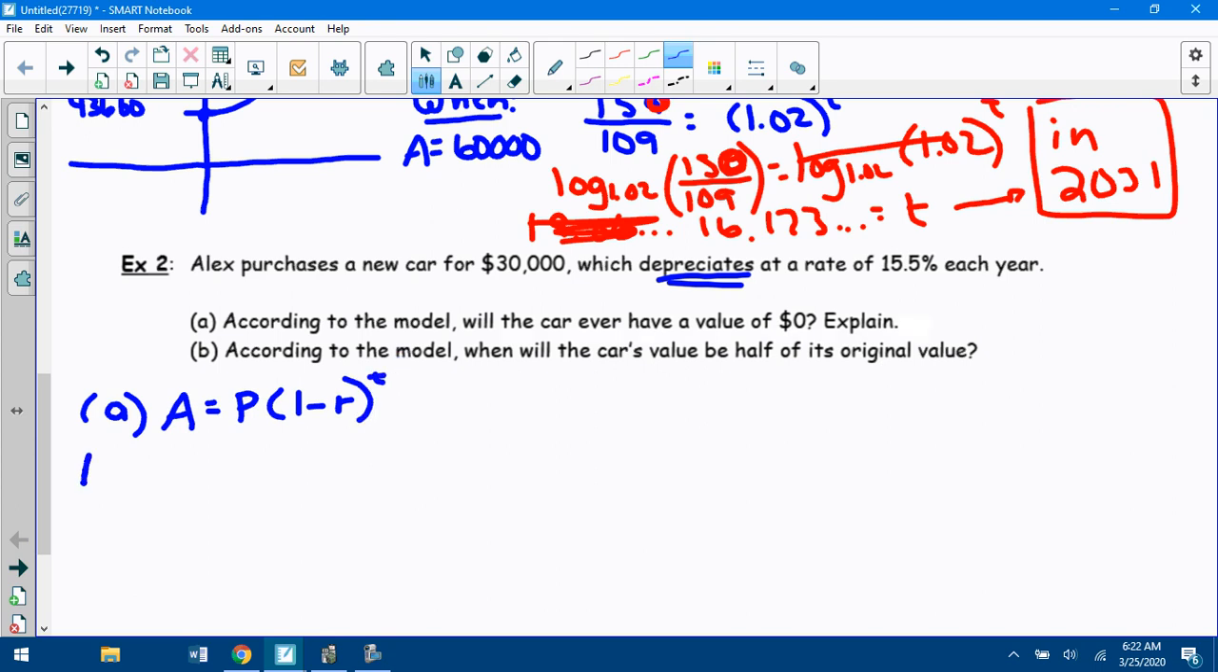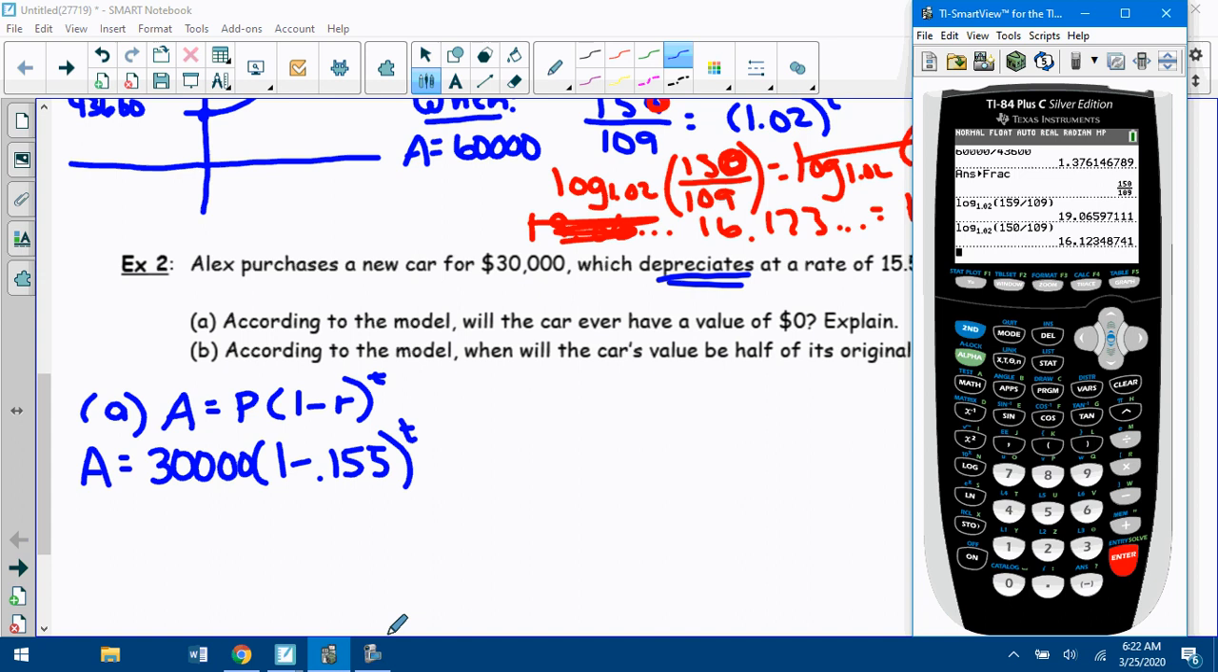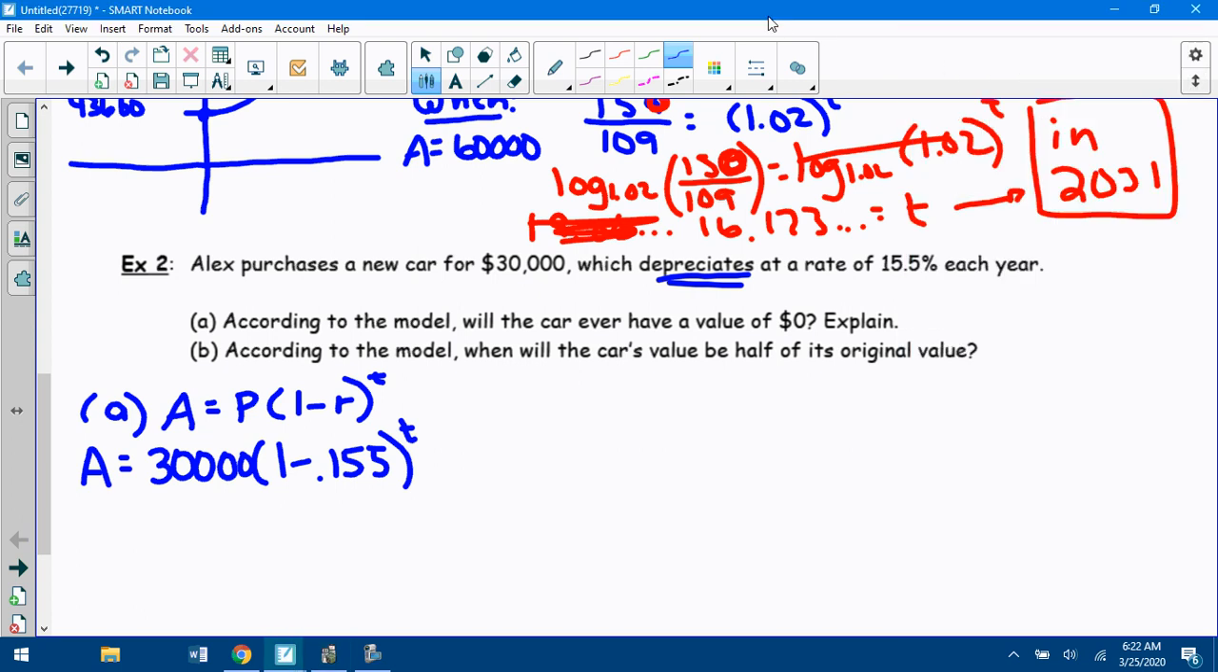So the equation would be A equals, what goes first? Initial amount of the car, 30,000, times 1 minus 15.5%, that's 0.155, to the t. Try to clean that up a little bit. 1 minus 0.155, 0.845. So A equals 30,000 times 0.845 to the t.